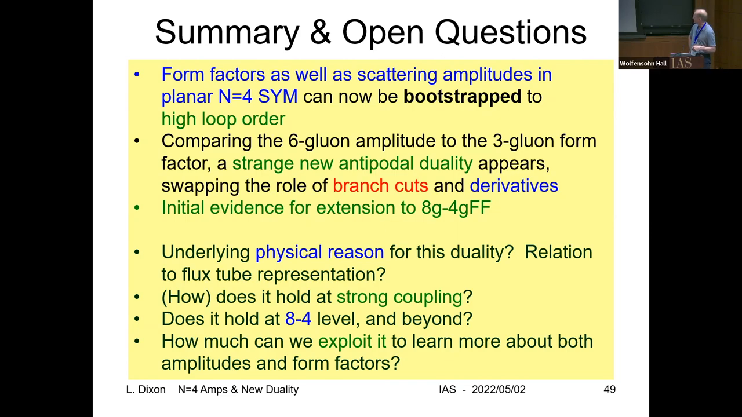Looking for clues, one thing we could look at is how it holds at strong coupling. There are strong coupling prescriptions. We don't know what mod i pi is supposed to mean at strong coupling, but comparing the surfaces that are mapped into each other under this duality should be interesting to do. We don't know yet for sure if it holds at the state 4 level or beyond. And then there's a question of how much of this we can exploit to learn more about both amplitudes and form factors, and also whether it extends out of this very special theory we found it in. Thanks a lot.